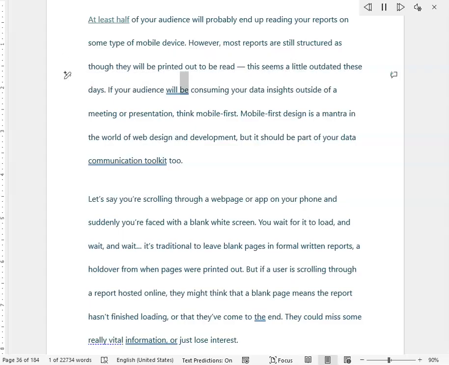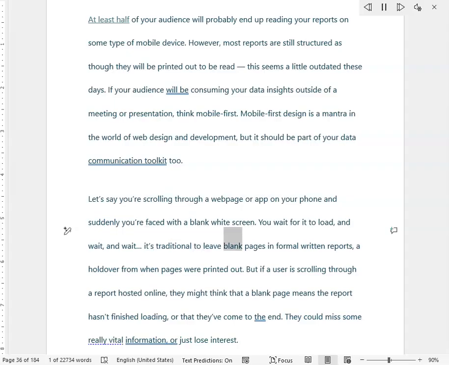If your audience will be consuming your data insights outside of a meeting or presentation, think mobile first. Mobile first design is a mantra in the world of web design and development, but it should be part of your data communication toolkit too. Let's say you're scrolling through a web page or app on your phone and suddenly you're faced with a blank white screen. You wait for it to load and wait and wait.